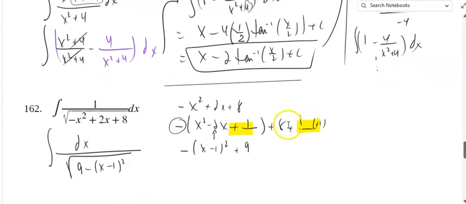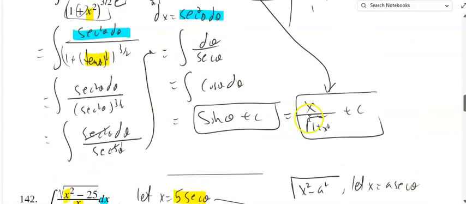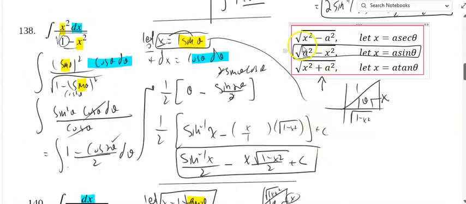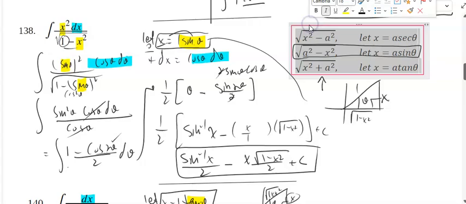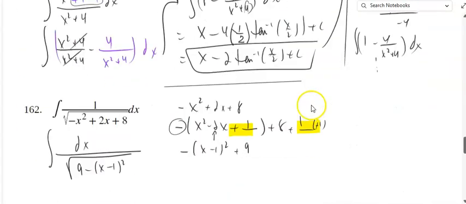I'm going to copy the a squared minus x squared. So let me copy this down. And let me put that right here.